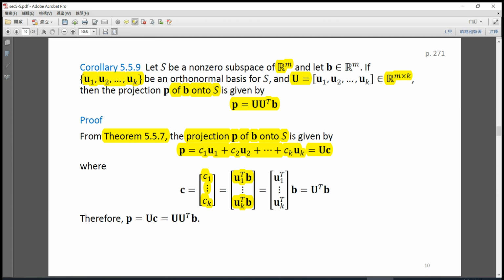From matrix multiplication, we know this vector C can be written as U transpose times B, where U is the matrix defined in the statement of the corollary. Now we have P equals UC, and since C equals U transpose B, we have P equals UU transpose B, and the proof is finished.